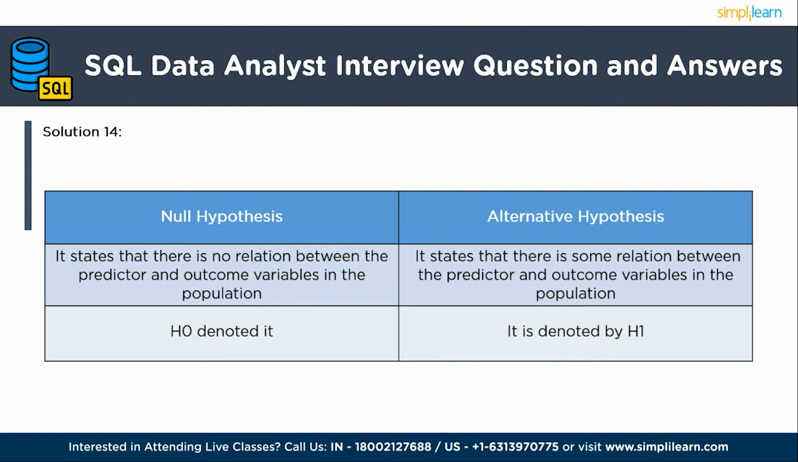Number 1 is null hypothesis. Number 2 is alternative hypothesis. So the null hypothesis states that there is no relation between the predictor and outcome variables in the population, and H0 denotes it. For example, there is no association between a patient's BMI, body mass index, and diabetes. And talking about the alternative hypothesis, it states that there is some relation between the predictor and outcome variables in the population. It is denoted by H1. For example, there could be an association between a patient's BMI and diabetes. So this was about the 2 hypothesis testing.